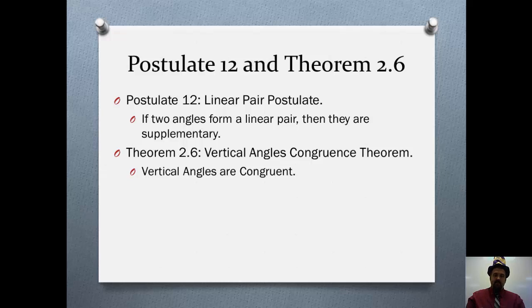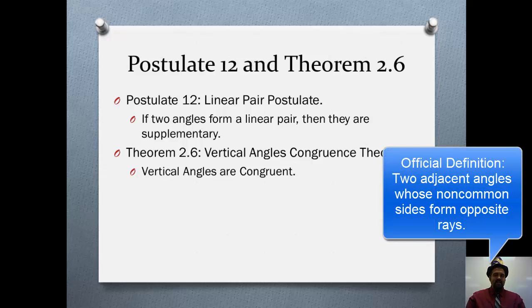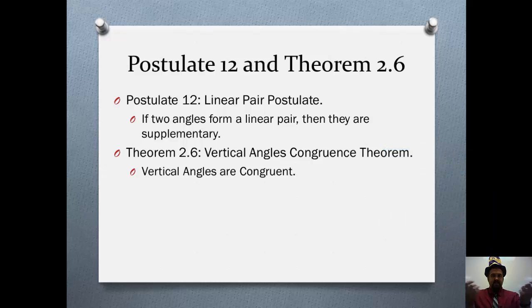So if two angles form a linear pair, then they are supplementary. Remember, the official definition of a linear pair is two adjacent angles whose non-adjacent sides form a pair of opposite rays. There's nothing in there that says a linear pair is supplementary in its definition. So we had to come up with this postulate that said if it's a linear pair, then it is supplementary. Again, postulate, I cannot prove this to you, it just is.